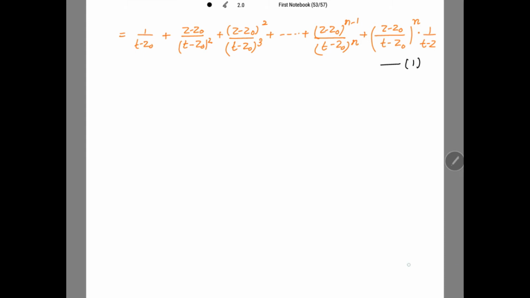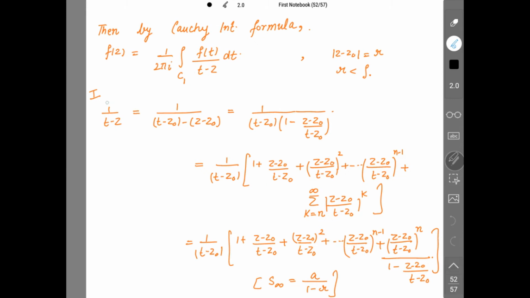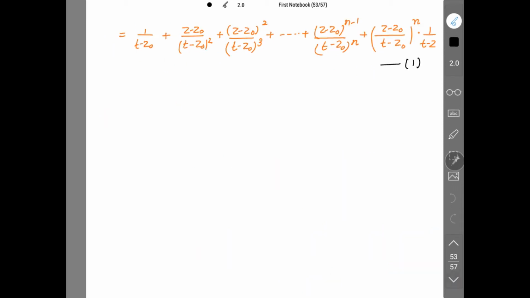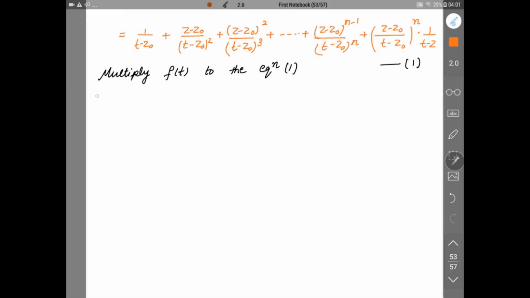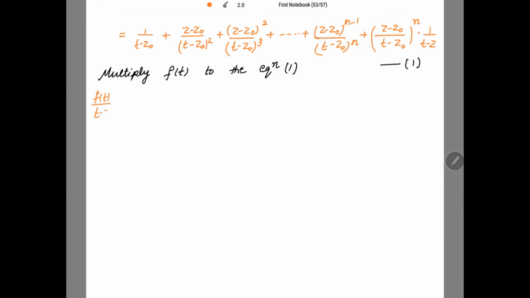Next, now what you need is, we have to simplify this 1 over t minus z. Okay, now what we have to do, we have to multiply f of t on both the sides. So multiply f of t to the equation 1. So this becomes f of t over t minus z equal to f of t over t minus z naught plus z minus z naught f of t over t minus z naught square.